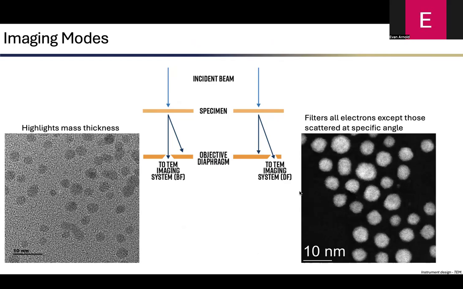And then on the opposite side, on the right, we have the dark field images where the detector is placed off to the side at a specific Bragg's angle to collect the high angle scattered electrons. And this will provide information such as the crystallinity and d-spacing of particles better than the bright field would.